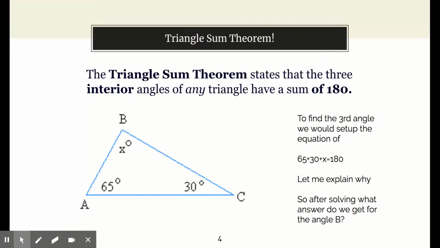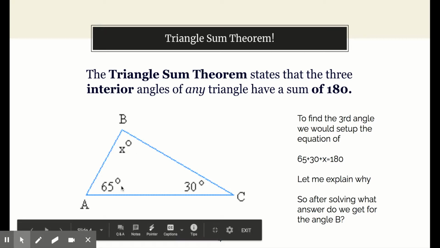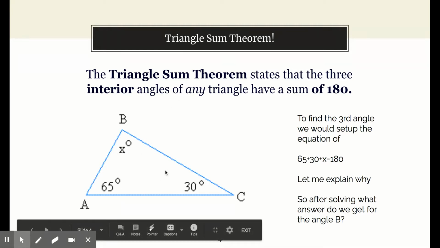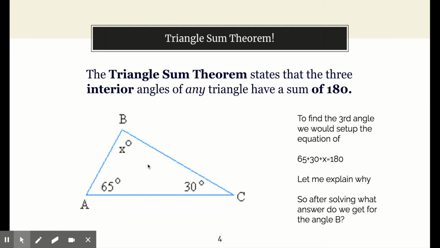So let's look at the triangle sum theorem. Again, the triangle sum theorem states that the three interior angles of any triangle have a sum of 180. So we have these three angles. We have 65, 30, and x. According to this theory, when I add up all three of these angles, I should get 180. So let's find out how we're going to find that third angle.